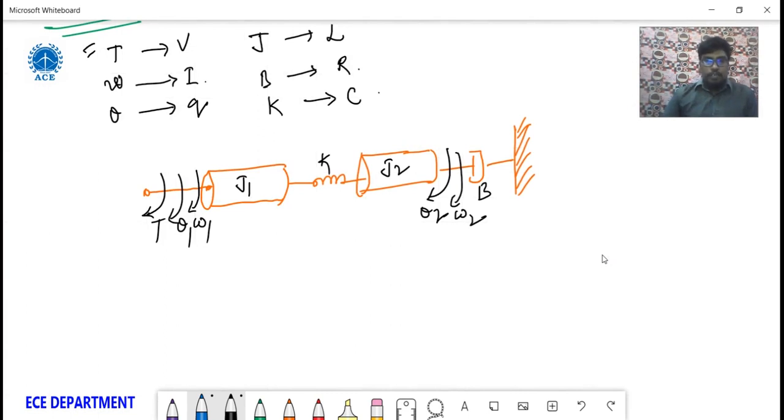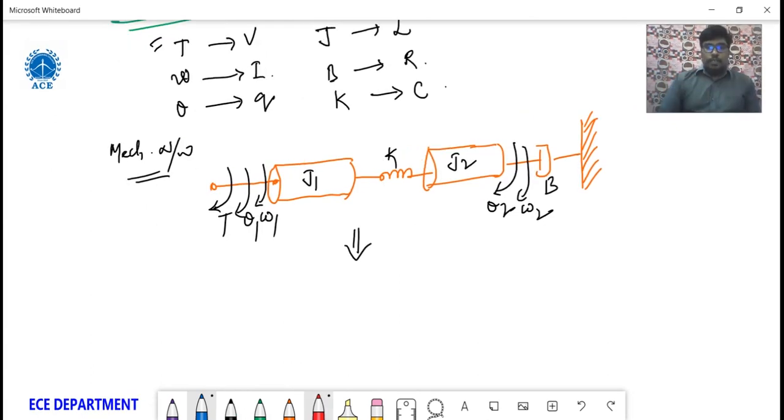For this we need to draw the analogous circuit. So what is the procedure? This is the mechanical network diagram. We need to rearrange the elements and draw this mechanical system in electrical form. So let us draw the analogous electrical network. Before going to that, I am considering this as velocity 1, another node here as velocity 2, and another one here as ground. With these references we'll draw.